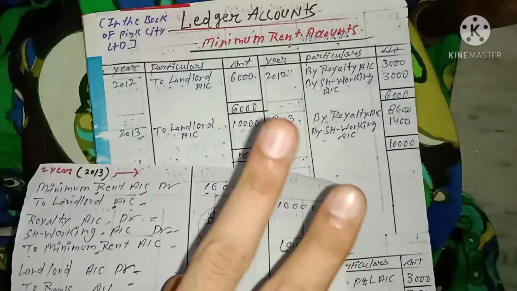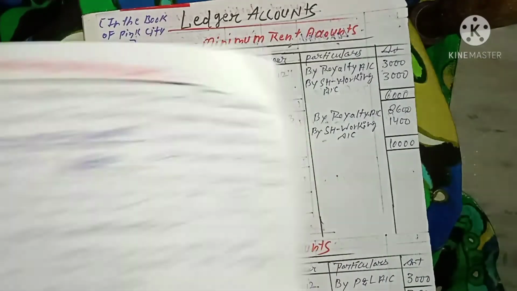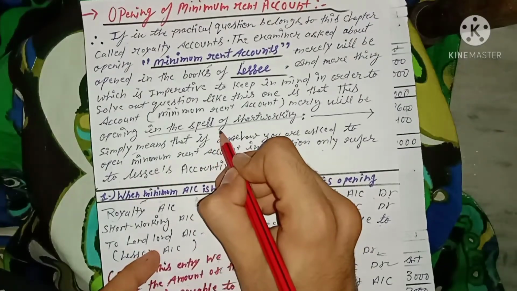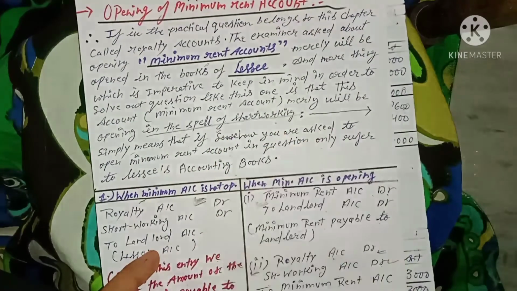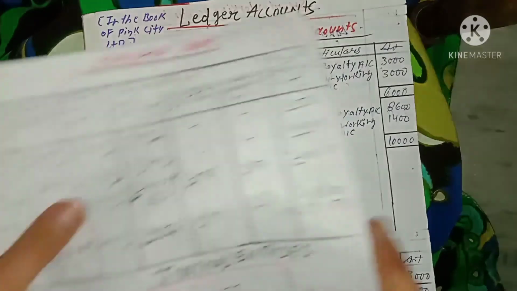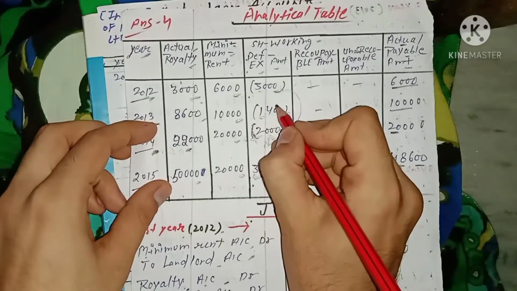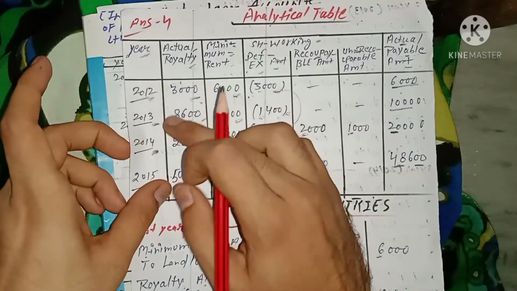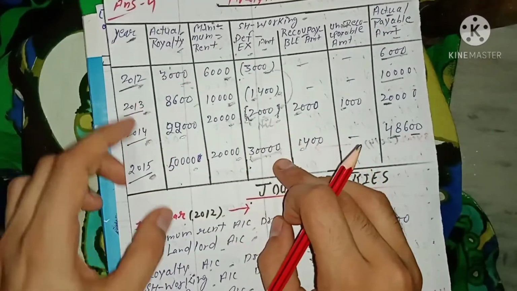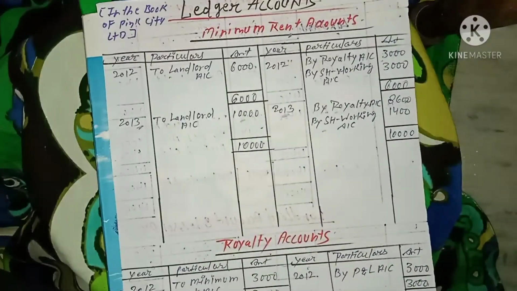Okay, only in the 2 years, because I have already mentioned that the minimum rent account will be opened only in the year when short working occurs. Simply you can see short working is occurring only in the year of 2012 and 2013. And in the year of 2014-15 we have excess working amount, so we don't need to open the minimum rent account.